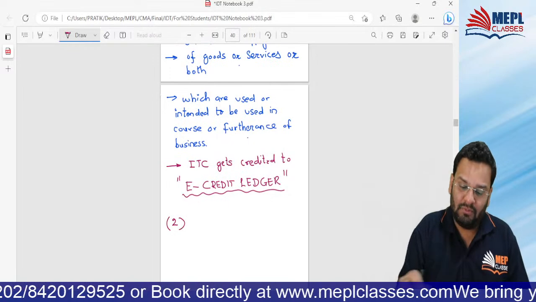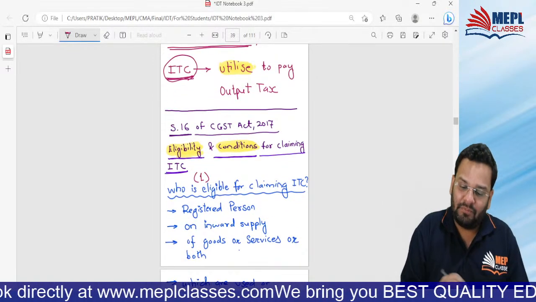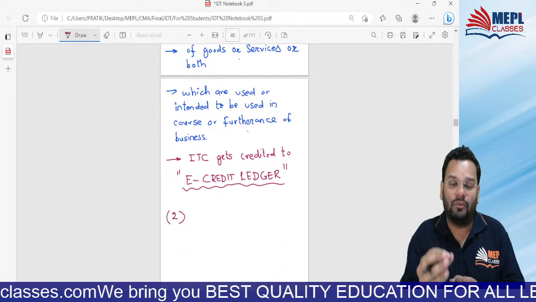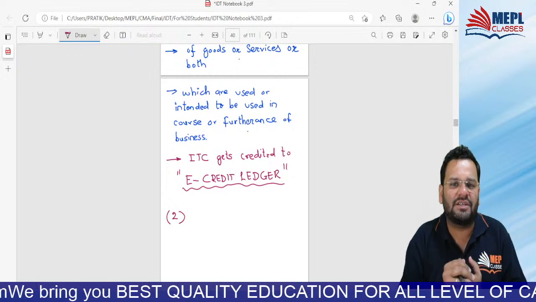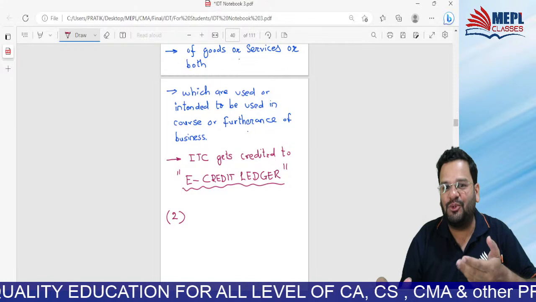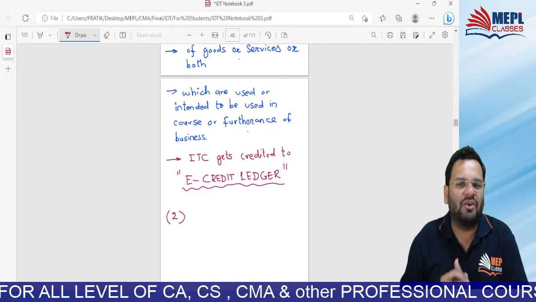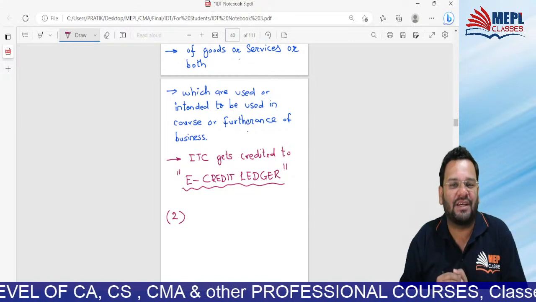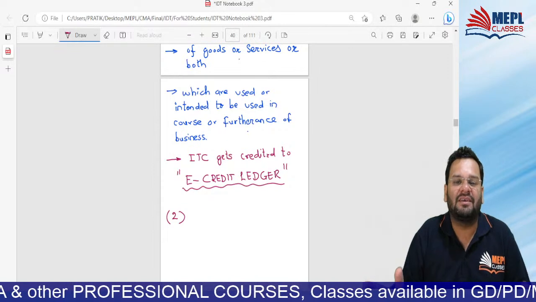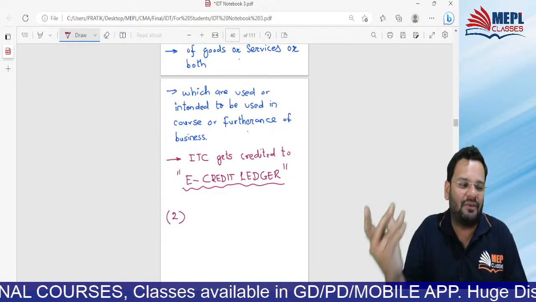Now subsection 2. Right now we were discussing subsection 1, that is who is eligible for claiming ITC. Why do we go subsection-wise? See friends, anyway we are going to do everything in depth, so why not do it section-wise and subsection-wise, so that we don't miss out on anything and you understand absolutely everything.